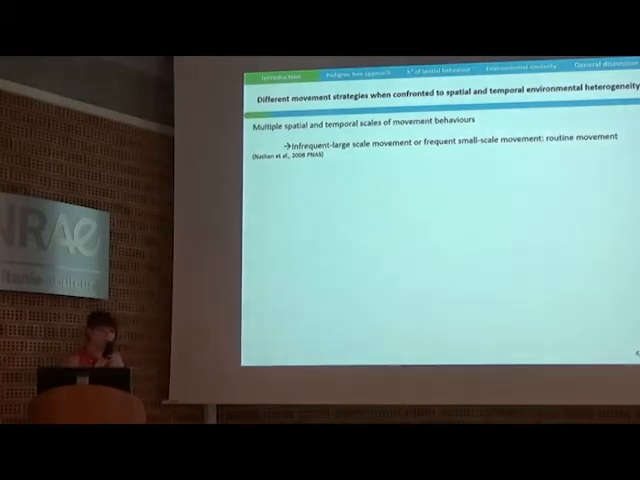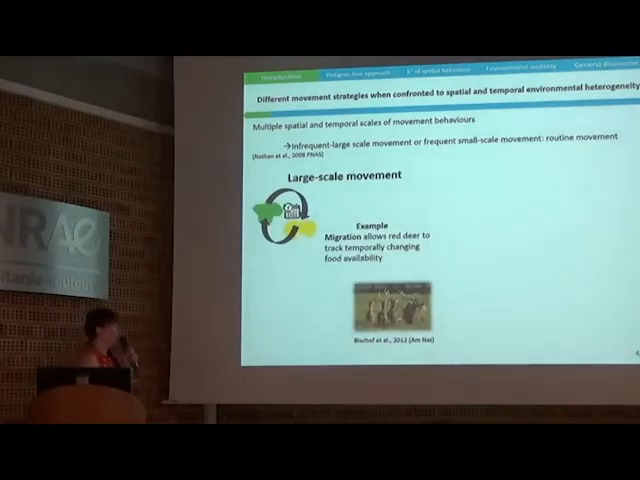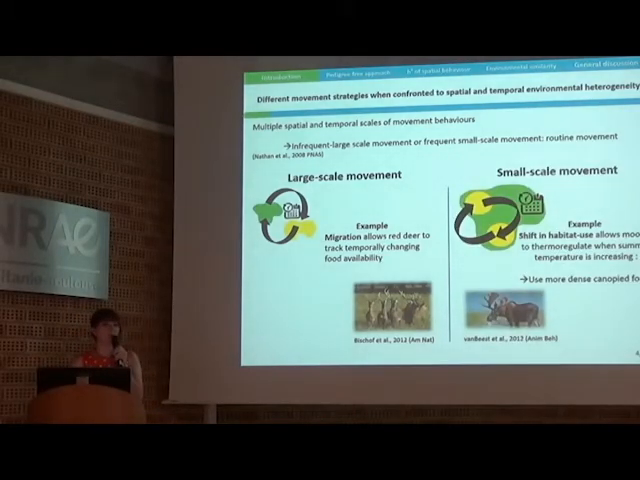When we are studying environmental heterogeneity, we can see it at multiple spatial but also temporal scales. And it's the same thing for movement. For example, we can classify movement as infrequent large-scale movement, which is the case of migration. Migration has been shown to help red deer track temporally changing food. But we can also classify it as frequent small-scale movement, such as habitat use. And habitat use has been shown to help moose thermoregulate when the summer temperature is increasing. For example, the moose shift from open habitat to more dense canopied forest. So we can see that there might be multiple movement strategies to deal with environmental changes and environmental heterogeneity.